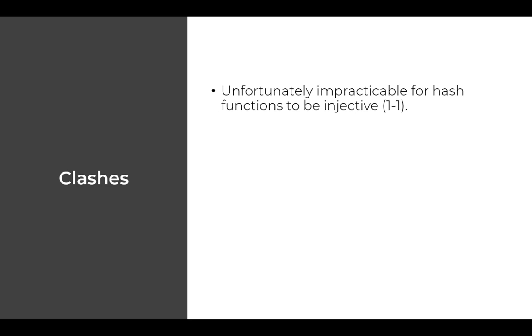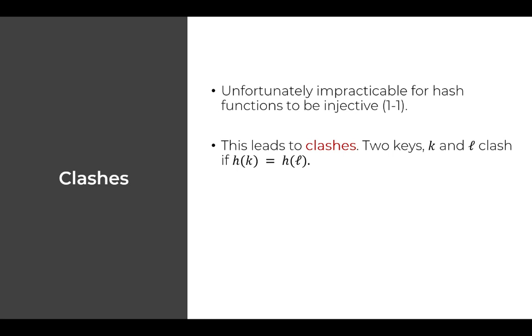Unfortunately, it is impractical for a hash function to be injective, that is, one-to-one. Consider a hash table indexing by your student number. We will need an array of size 10 to the power of 8, which is 100 million. That takes too much space in memory. So this leads to clashes. Two keys k and l clash if h(k) equals h(l), meaning that two different values k and l can lead to the same value via the hash function.